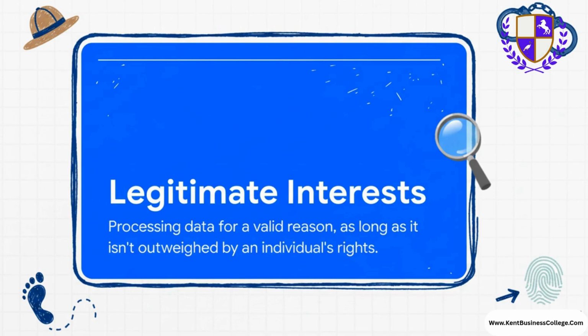All right, our next tool is a little trickier. It's called legitimate interests, but I call it the balancing act. This is when your business has a really good, valid reason to process data, as long as it doesn't stomp all over someone's privacy rights. So, for example, if someone buys a new phone from you, it makes sense that you might want to market a cool phone case to them, right? That's a legitimate interest. But, and this is a big but, they have to have a super clear and easy way to say, no thanks, and opt out.